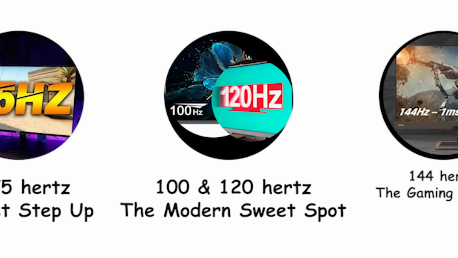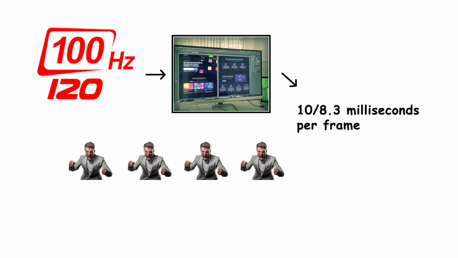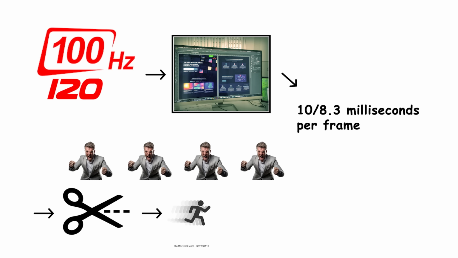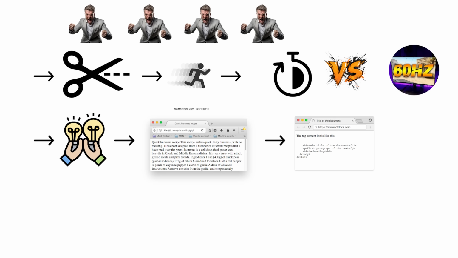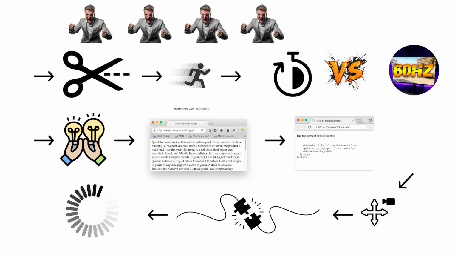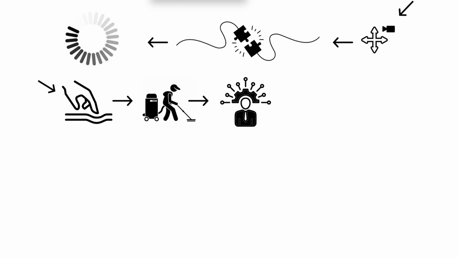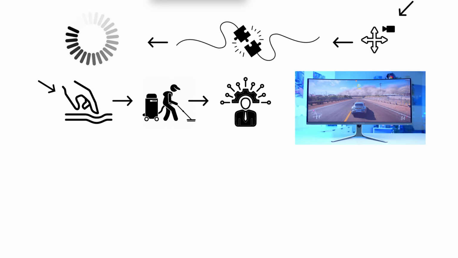The modern sweet spot. At 100 to 120 Hz, the refresh window drops to 10 or 8.3 milliseconds per frame. That cuts perceived motion blur nearly in half compared to 60 Hz. And the difference is obvious the instant you scroll text, move a window, or pan a camera. Everything feels detached from lag, smoother, cleaner, and more responsive, without needing absurd hardware or niche monitors.